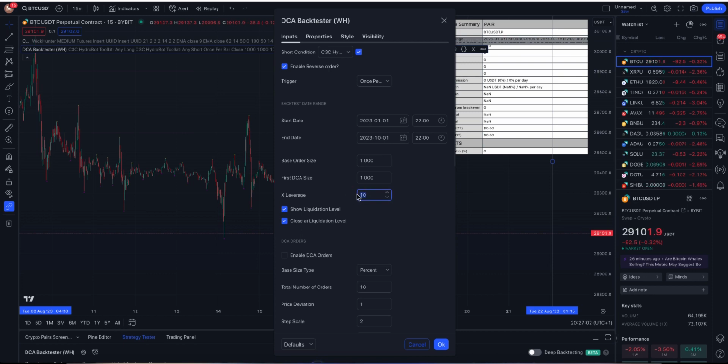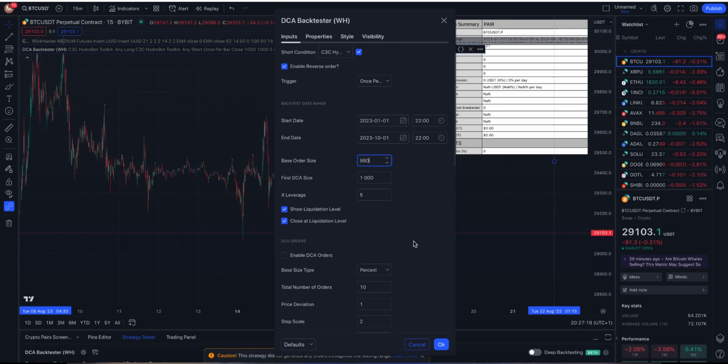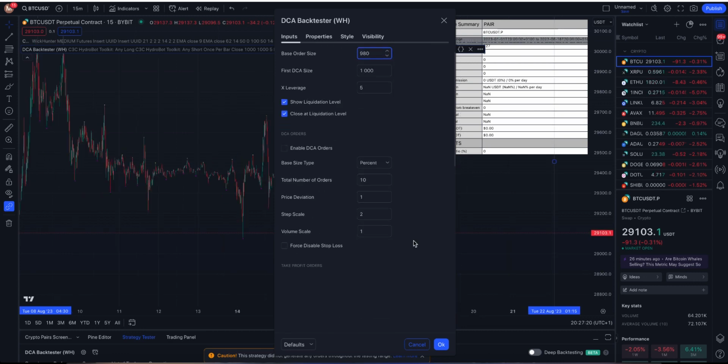I'm going to go with ×5 leverage. This can be increased later on. When we use 100% of the balance, we need to leave in some for fees. So we'll do that. We don't need to touch this yet because we're doing a reversals, so we'll leave DCA turned off for now.